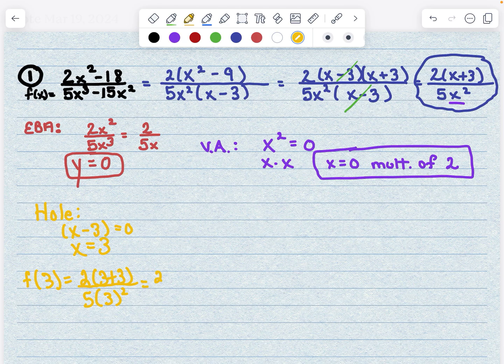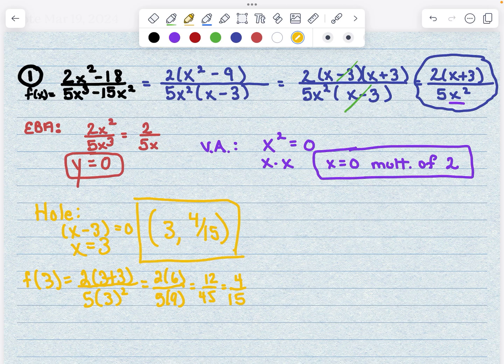So we'll have 2 times 6 over 5 times 9. And let's see, it's going to be 12 over 45. And then each of those can get reduced more, and we have 4/15. Okay, so the hole is located at (3, 4/15). All right, let's see what else we have.